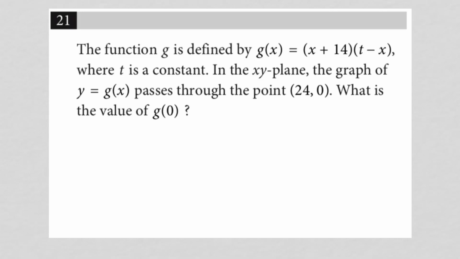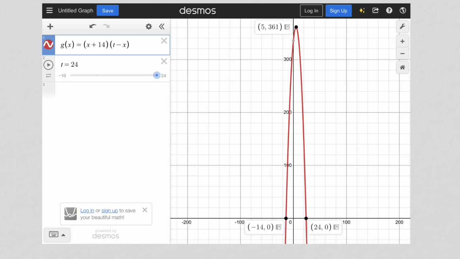So this question says the function g is defined by g of x equals x plus 14 times t minus x. So first of all, whenever I see a question that has a function inside of it, my first thought is going to be, can I put that into DESMOS? Right? So I did do that. So I'm going to go to my next screen here. I did graph it in DESMOS.